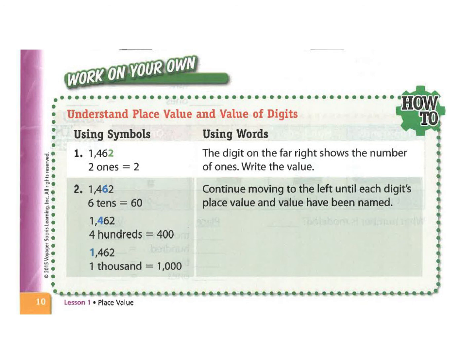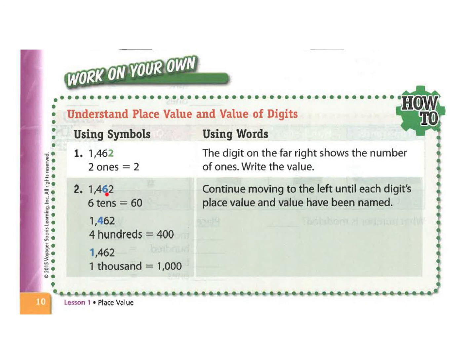Next, we're going to just read this together, and then you'll do some things on your own. So it says, understand place value and value of digits. So using symbols, 1,462. The green number is 2, so there's 2 ones, which equals the value of 2. It says the digit on the far right shows the number of ones. Write the value. Then you continue moving to the left until each digit's place value and value have been named.